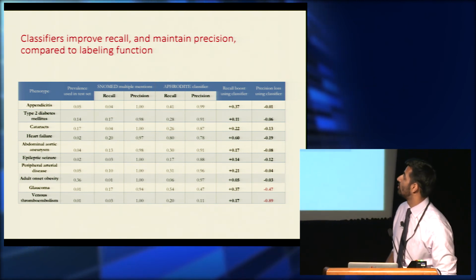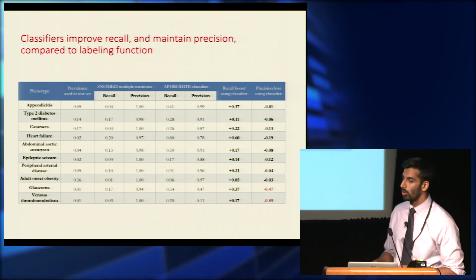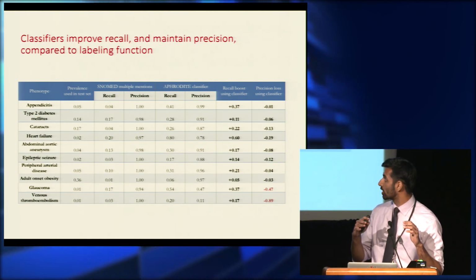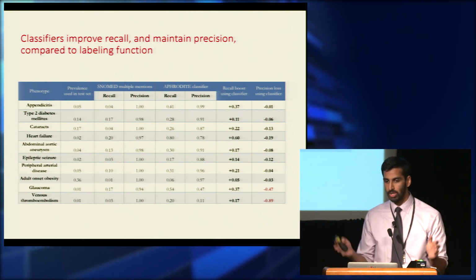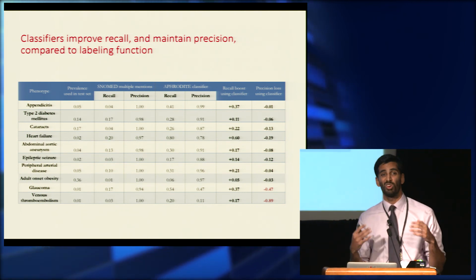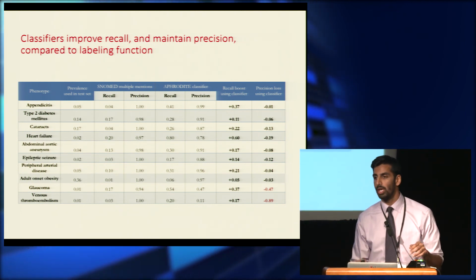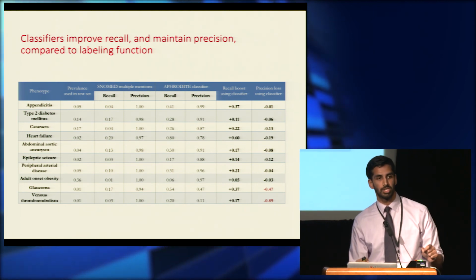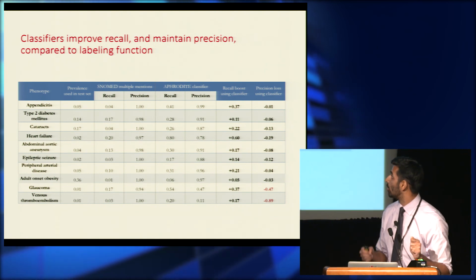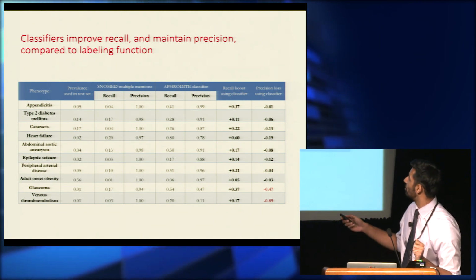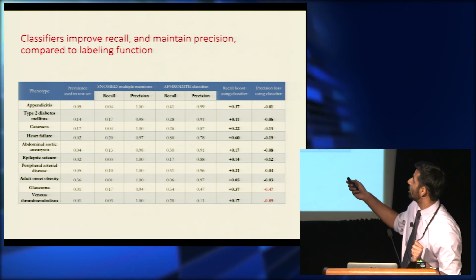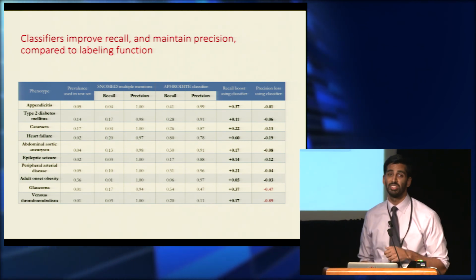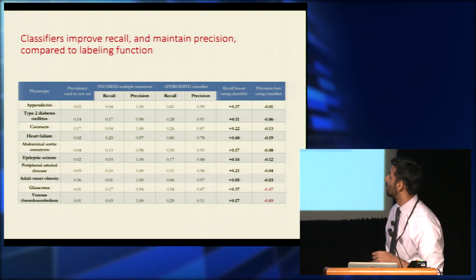So for example, if you look at cataracts, the recall with just looking for 5 mentions of the code for cataracts and related codes is 0.04, which is really low and might not give you enough cases to actually go do a large observational study on top of that. But when you build a classifier on top of that, you get a recall boost of 0.22, and you still maintain pretty high precision, so 0.87 in that case.